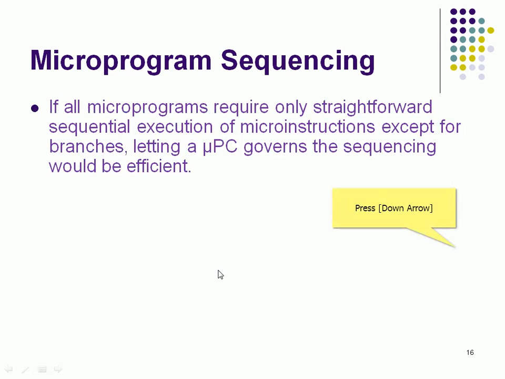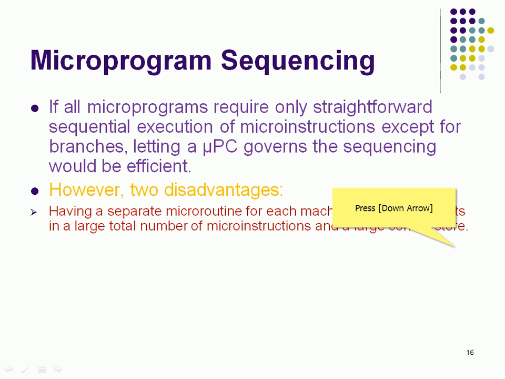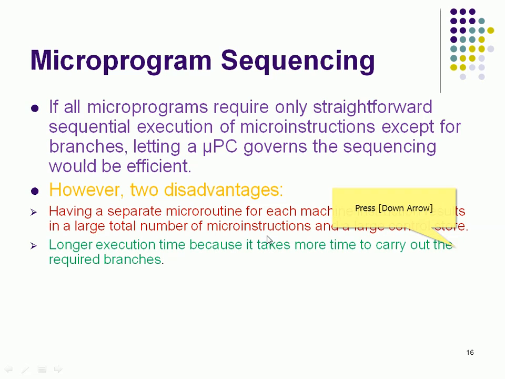So, microprogram sequencing. If all microprograms require only straightforward sequential execution of the instructions except for branches, letting a micro PC rule the sequencing would be efficient. However, there are two disadvantages. One is having a separate micro routine for each machine instruction, which yields a large total number of micro instructions, and a huge control store. The other is longer execution time, because it takes more time to carry out the required branches.